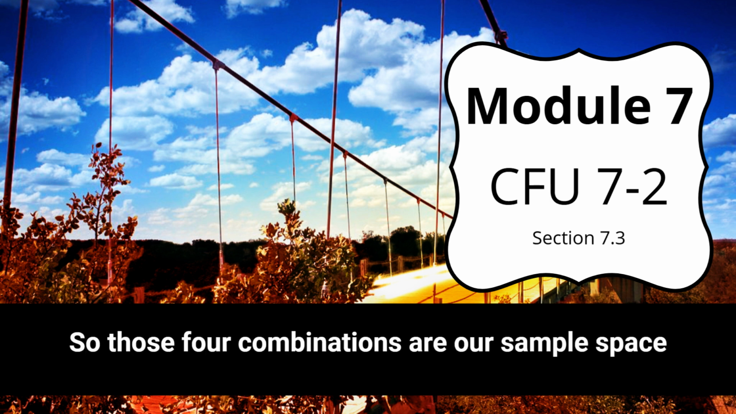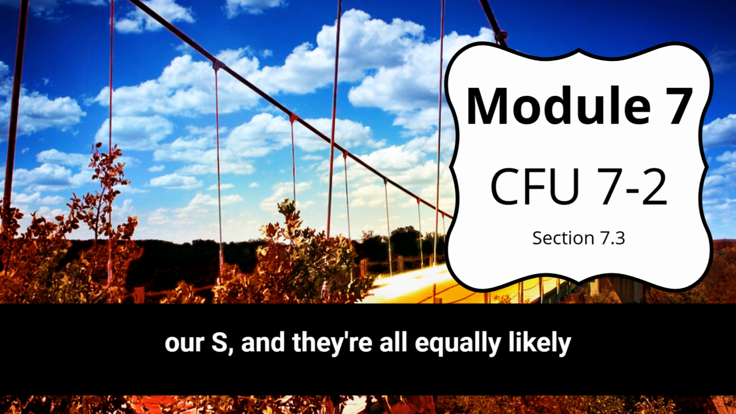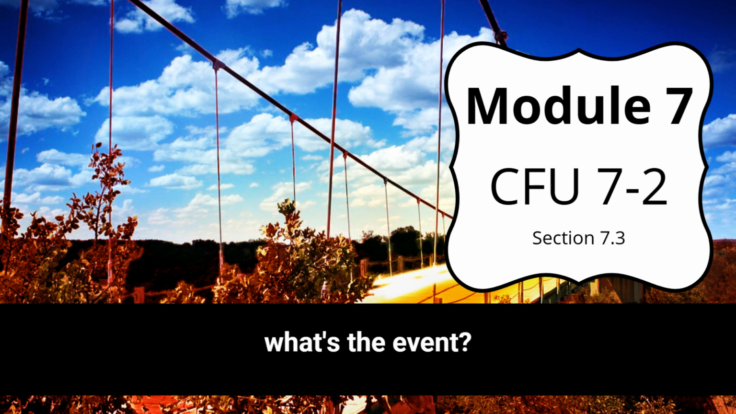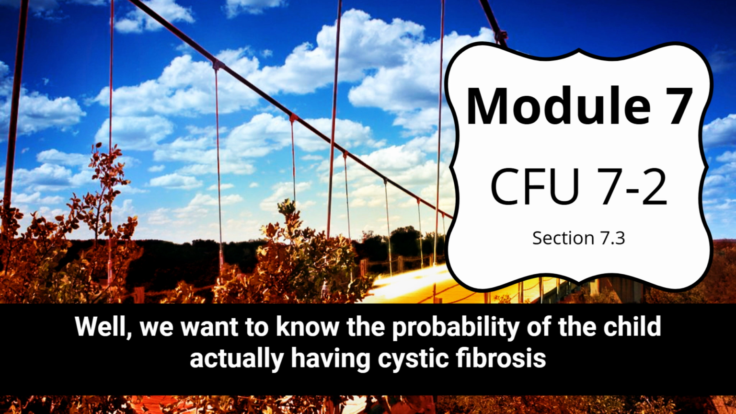So those 4 combinations are our sample space, our S, and they're all equally likely. So N of S, our total number of possible outcomes, is 4. Now, what's the event we're interested in? Well, we want to know the probability of the child actually having cystic fibrosis.